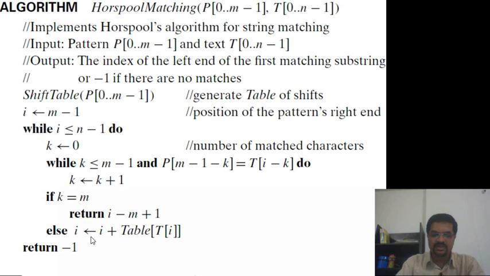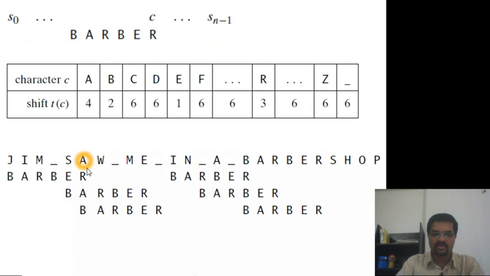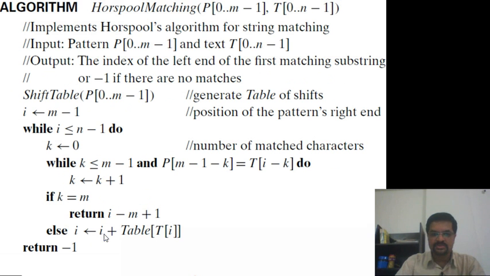So this would be false, and then it has to increment i by table of t[i]. What is t[i]? i is basically pointing to the last character in the substring, right? So we look up this value in the table, and whatever value it says, we increment i by that. So A is 4 here, and it was pointing here at 5, and then i would be incremented to 9. So it will come here because that is the last character we are going to match here. That's why i equals i plus table of shift value for the ith character.